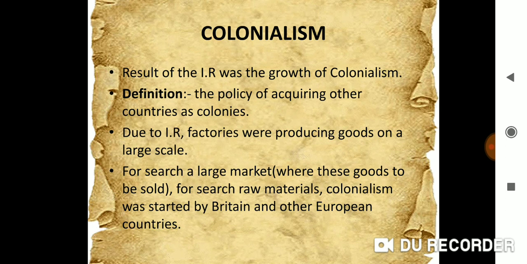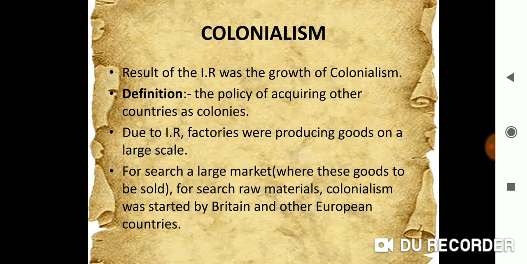So one term is interrelated with the Industrial Revolution, that is colonialism. The result of Industrial Revolution was the growth of colonialism. This is very, very interrelated. What is the definition? The policy of acquiring other countries as colonies, that is called colonialism.